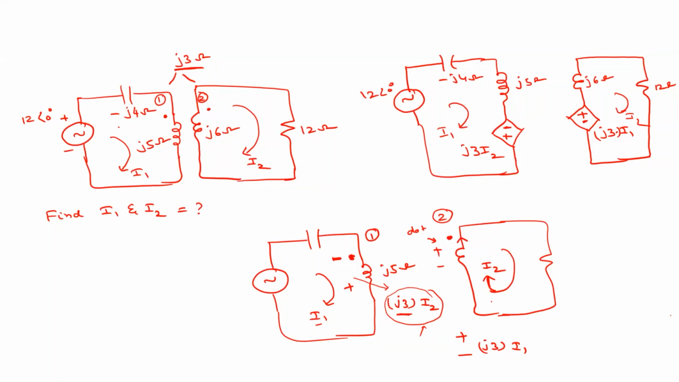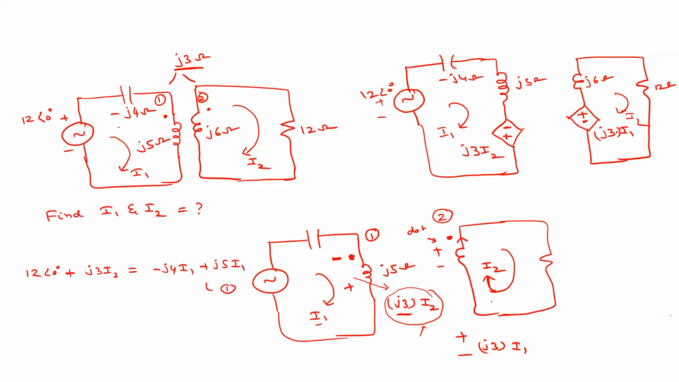KVL. So apply KVL here. So this is plus minus, right? Tell me, if you apply KVL, what is the equation? 12 at an angle 0 plus J3 I2. What is the other voltage source? J3 I2. What is that value? Plus or minus? Plus, sir. The current is leaving the positive terminal, right? It's plus only. So J3 I2 equals minus J4 I1 plus J5 I1. This is equation 1.